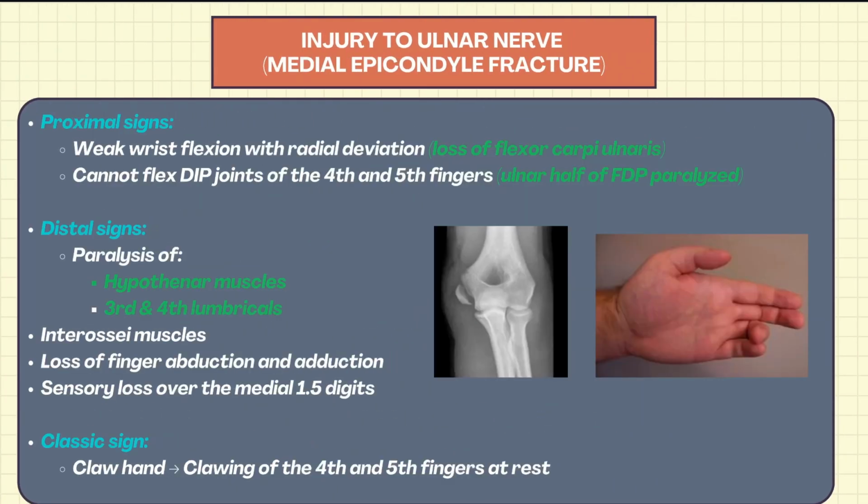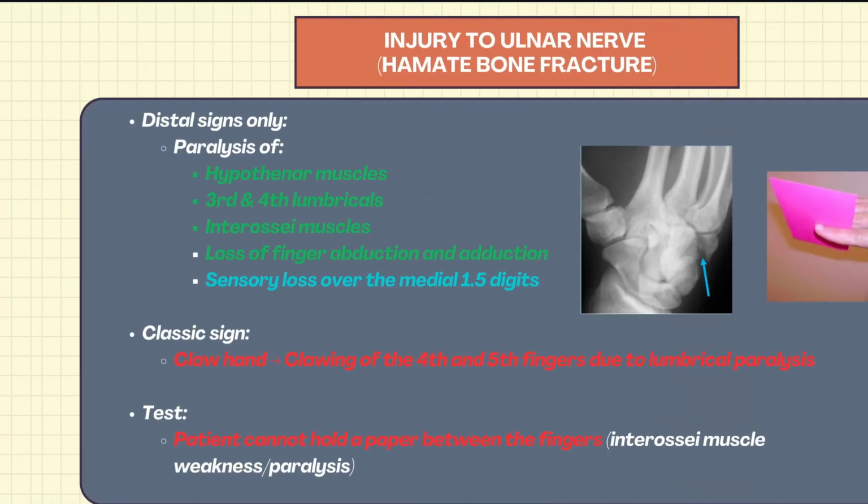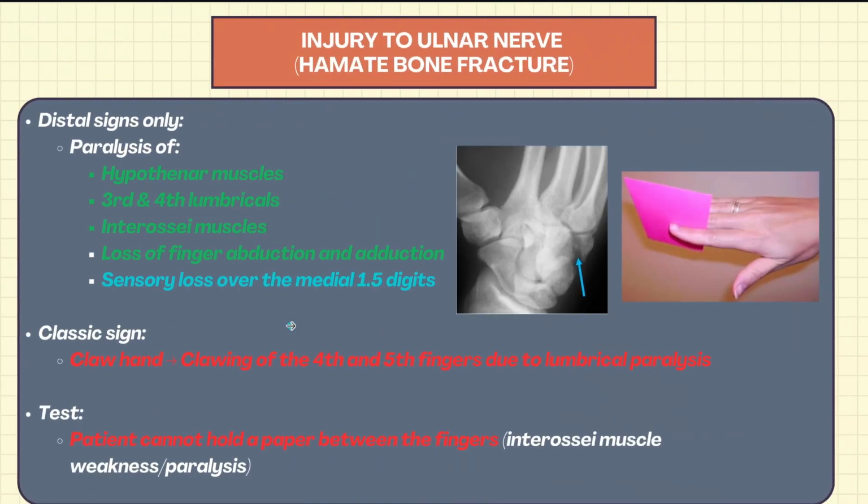Lower brachial plexus palsy. Lower brachial palsy, I'm sorry. Injury to the ulnar nerve. Now, in the Hammoudeh bone fracture, there's only going to be an issue in the distal part of the ulnar nerve, not the proximal part. So you're only going to have the distal signs show. We already mentioned all these.